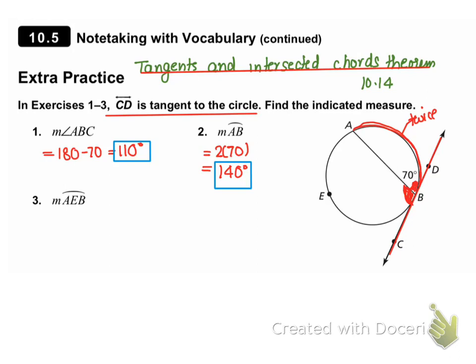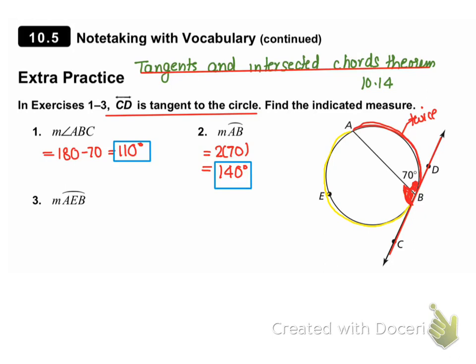Another problem is we have to find arc AEB. Where is it? It is the bigger one, AEB. Now they have included a midpoint, a point somewhere in the middle of the arc, so that you can easily differentiate between the minor and major arc. So you have to find this.